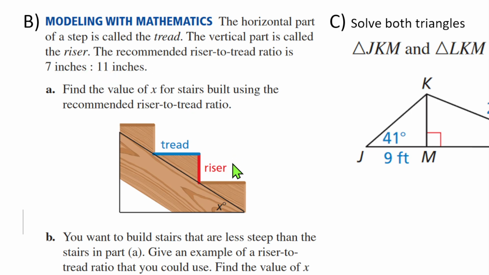So what they've effectively just done is told us, look, this riser is 7 and this tread is 11. And they just told us basically that triangle. And it says find the value of x for stairs built using this recommended tread ratio. So how would we do this?